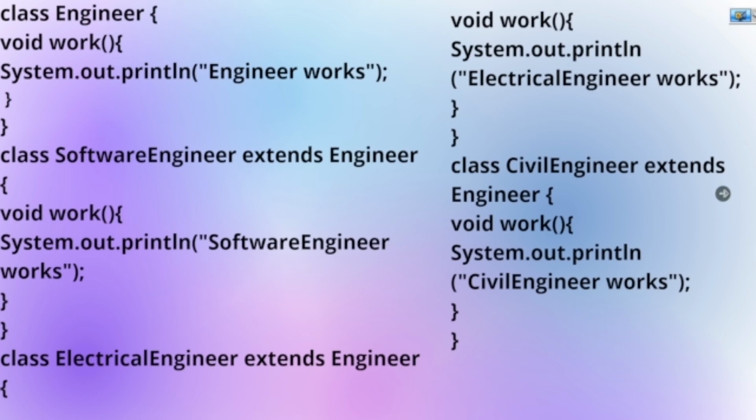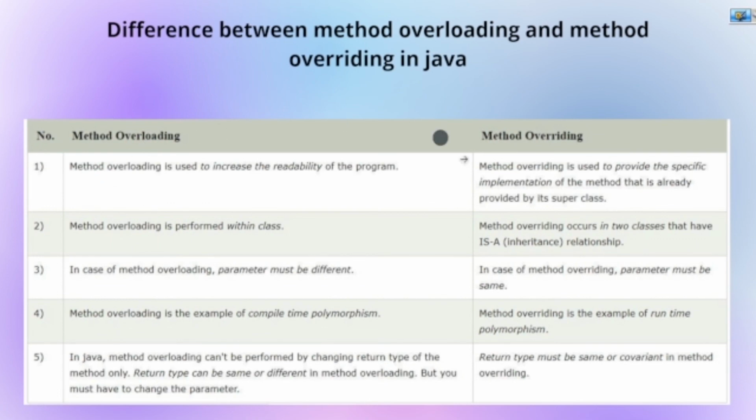Now if you remember properly, in the previous video I had told you about one concept that is called overloading. This might get confused with overloading. So let us see some differences between overloading and overriding. Method overloading is used to increase the readability of the program, whereas method overriding is used to provide the specific implementation of the method that is already provided by its superclass. Method overloading is performed within the class. Method overriding occurs in 2 classes that have an is-a relationship, that is inheritance.